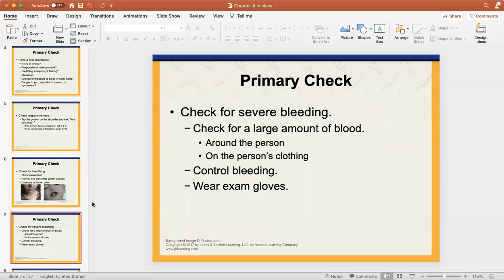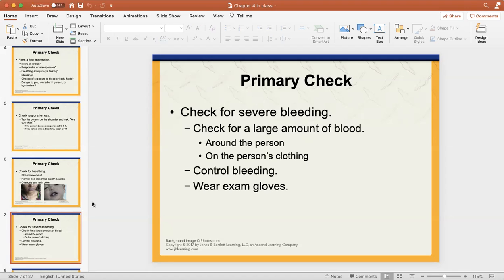Going next, we're going to check for severe bleeding in an individual. We're going to check for a large amount of blood. Most of the time you probably will not encounter severe bleeding. It is pretty rare. However, if it is severe, then we know that we need to take care of that. So we're going to look for blood pooling around the person, on the person's clothing. If it is severe bleeding, we know that this is life-threatening, so we need to control the bleeding.